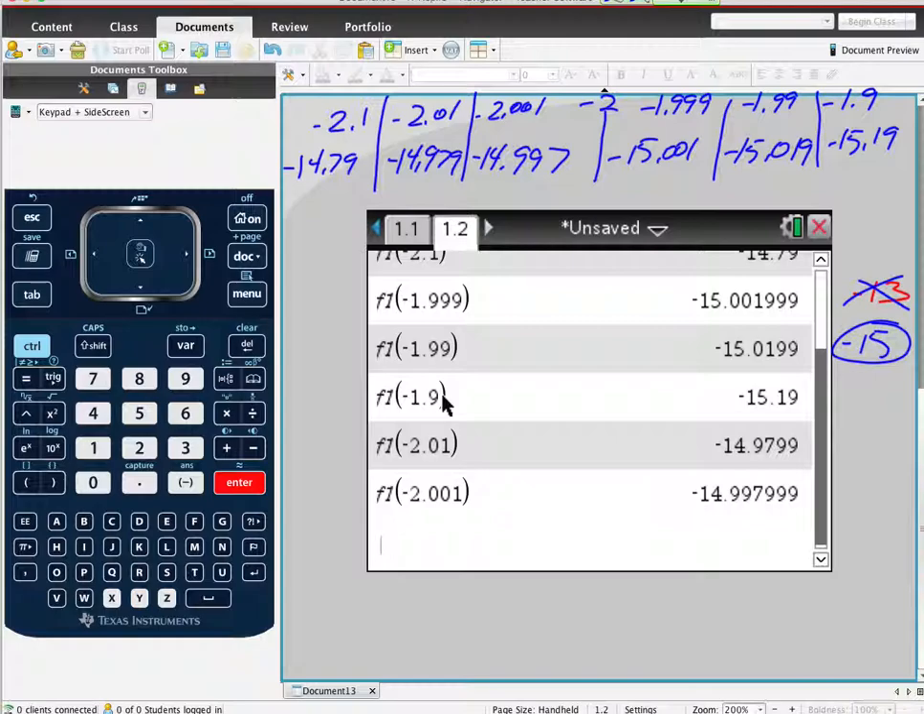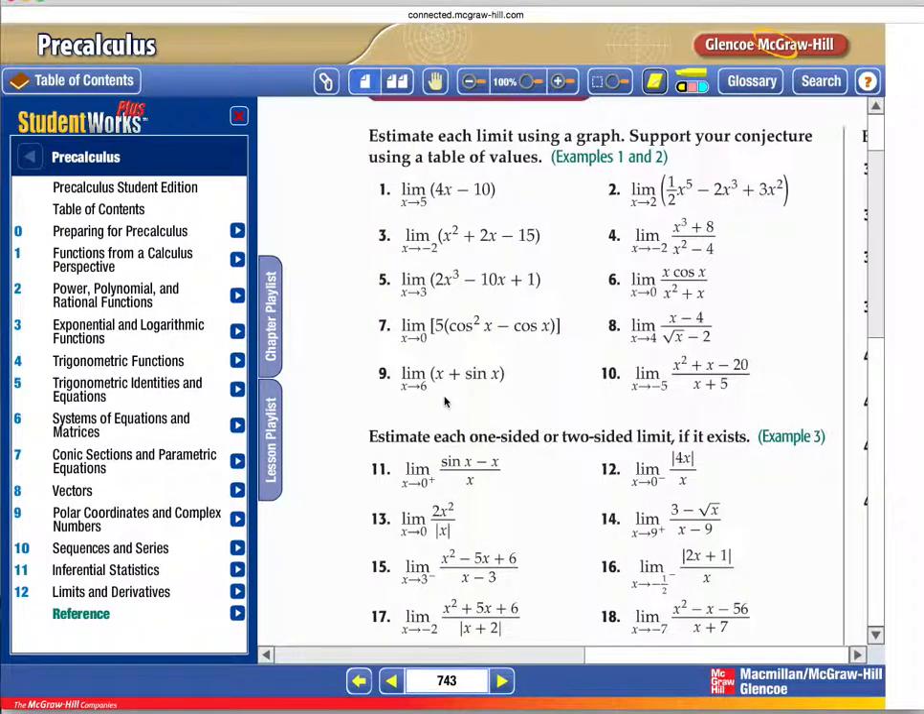Okay, so negative 2 is where we're going. So we're going negative 2 here, negative 2 there. Am I getting close to a common y value? And what is that y value? It looks like both sides are going to negative 15, so that means my limit is negative 15. So my answer is going to be equals negative 15. That's the answer I'm looking for.